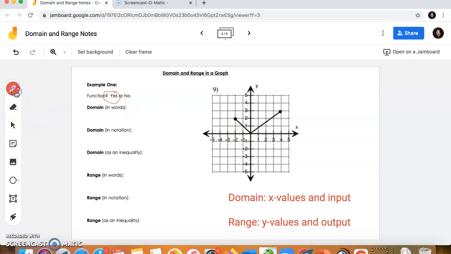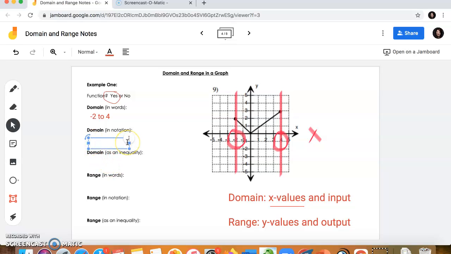Now to do the domain we have to look at all of the x values, okay? All of the x values. So we're going to look at the x-axis, and what you want to do is draw a line on the left side of your graph and the right side of your graph, and you want it to hit the x-axis. So here it hits the graph at -2 and +4, and we always read the graph from left to right. So our domain in words is going to be -2 to 4.